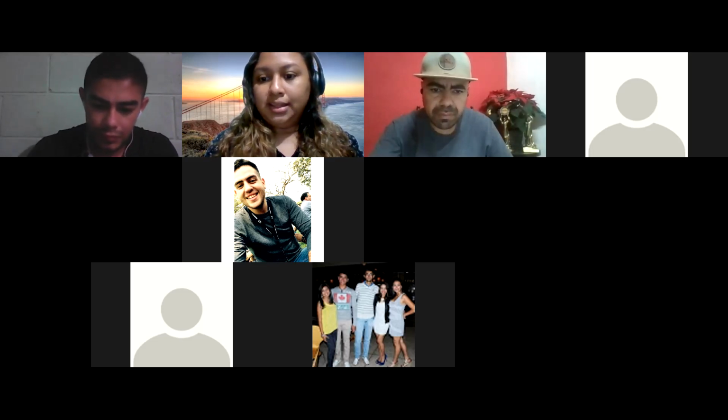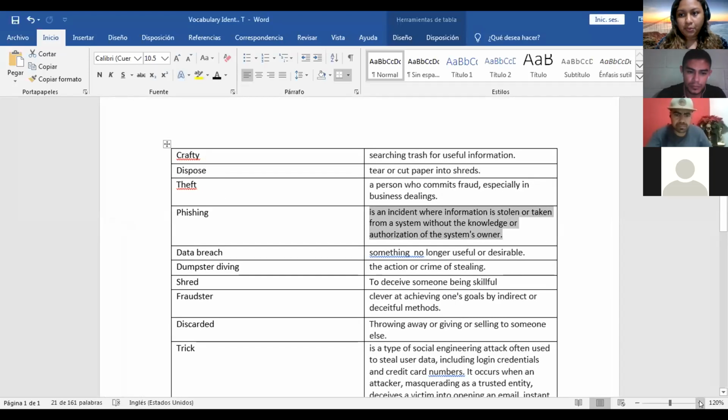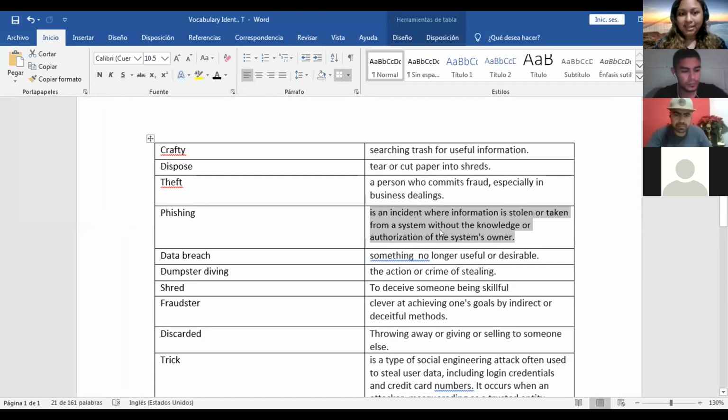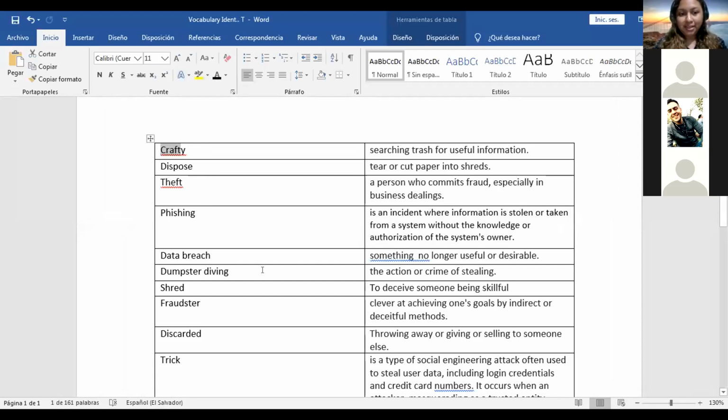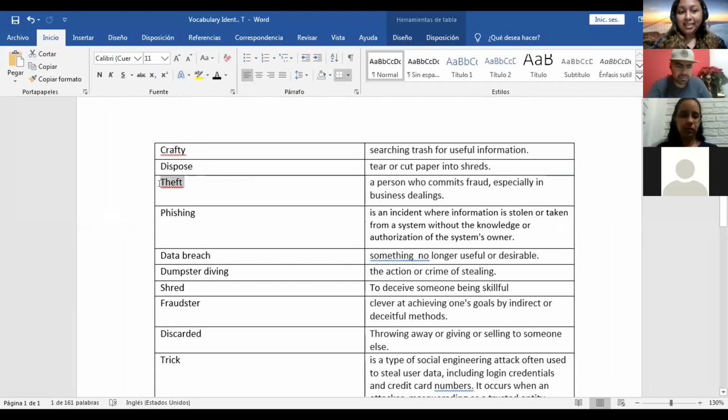So this is the file itself. We have the terms and I want you to repeat them with me. The first one is crafty, crafty, crafty. Okay. The next one is dispose, dispose. The next one is theft, theft. Okay.